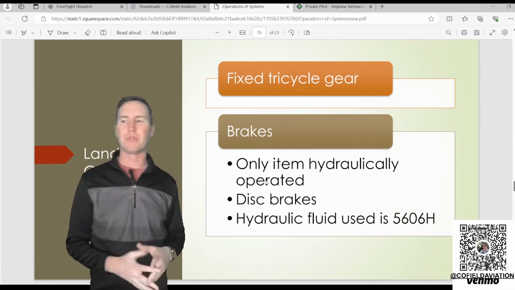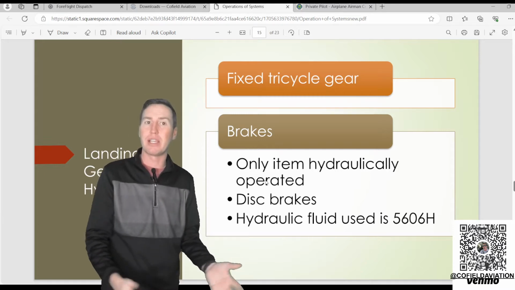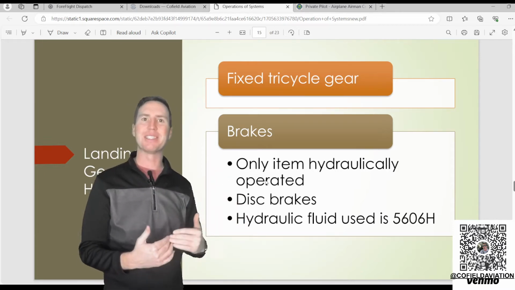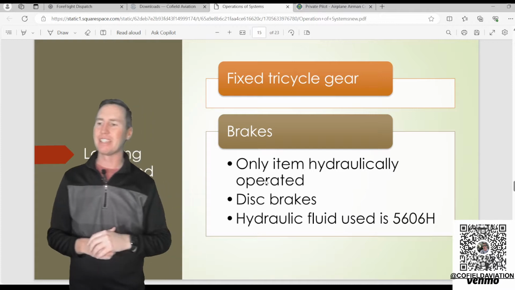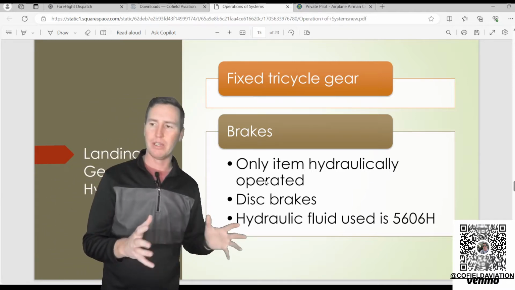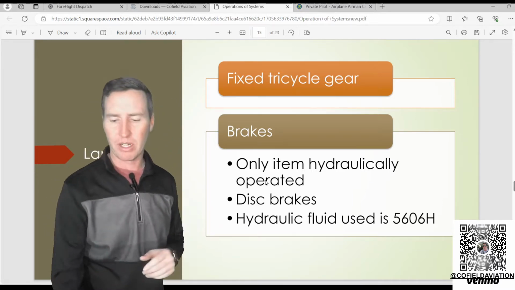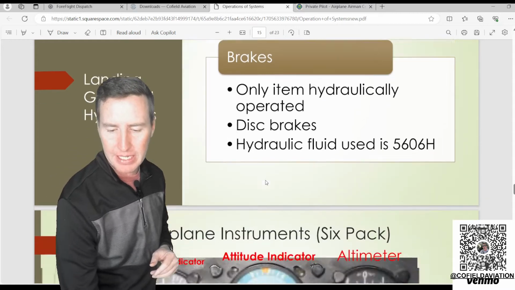But one of the first things we do when we start taxiing is do a brake check, right? That's right in the ACS when it's talking about taxiing, is to do a brake check. So we always do a brake check early in the taxi.